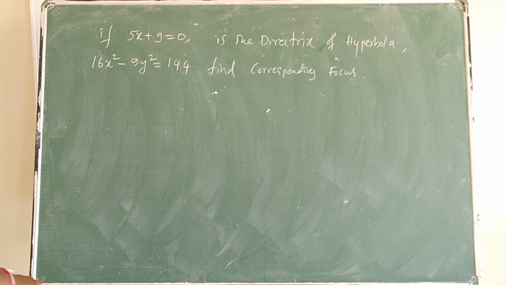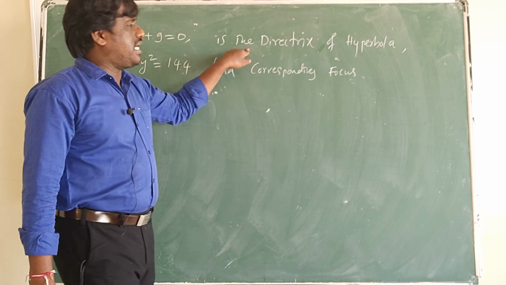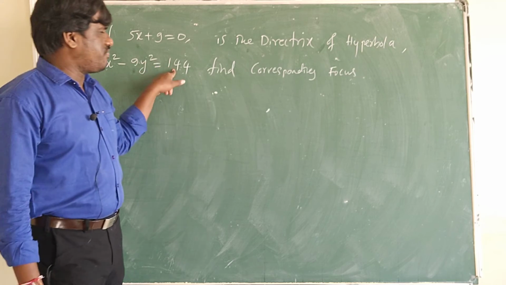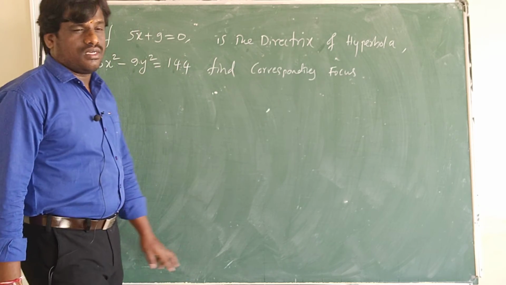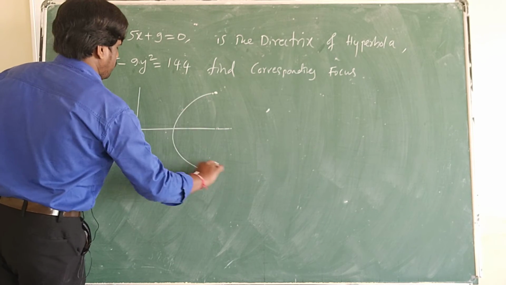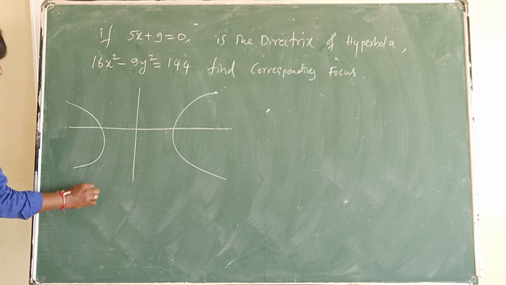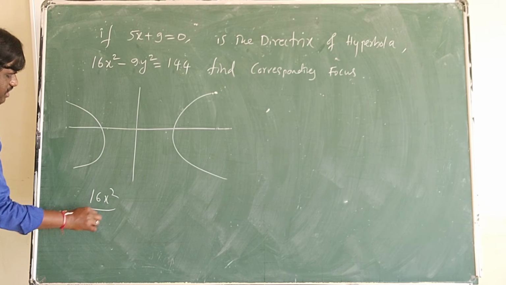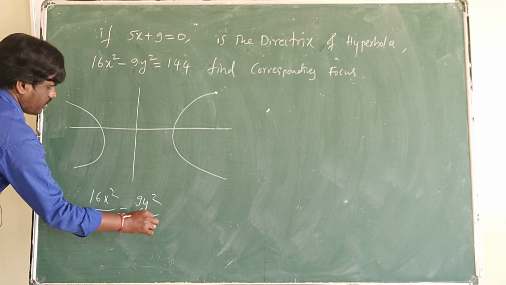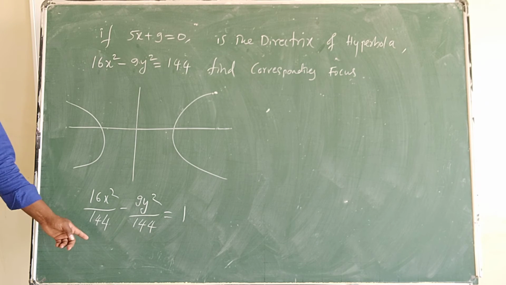Listen here. If 5x plus 9 is equal to 0 is the directrix of a hyperbola 16x square minus 9y square equal to 144, find the corresponding focus. What is the meaning of this here? It's a hyperbola. He's saying that if you divide by 144, you get 16x square by 144 minus 9y square by 144 is equal to 144 by 144, which is 1. We are dividing by 144.